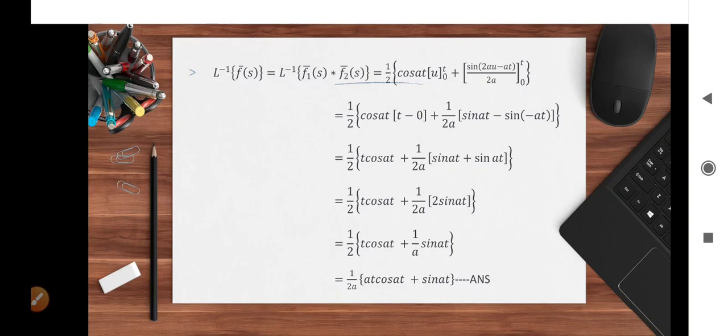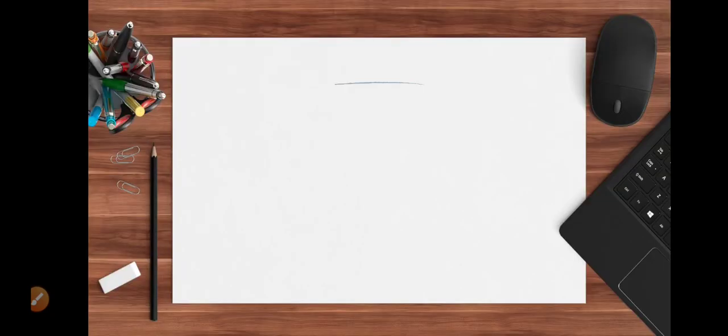We will see one more example. Here, to apply the convolution theorem, you should be very perfect to apply the integration formulae, integration results and integration rules. Without integration rules, you cannot solve the example using convolution theorem. Okay. Here f bar of s is 1 upon s square into (s plus 1) bracket square.